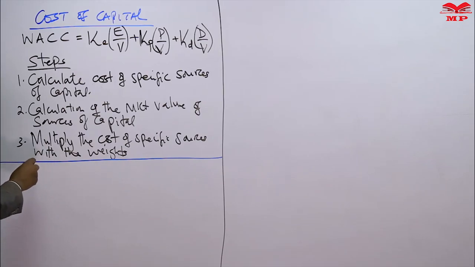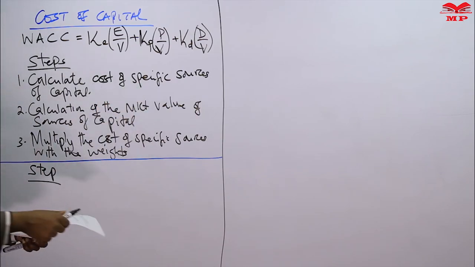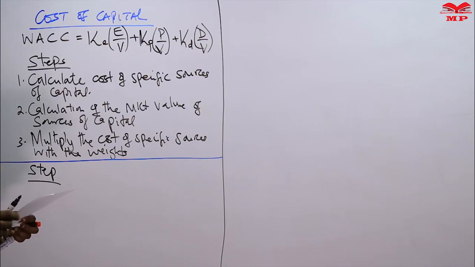Step 1 is to calculate the cost of specific sources of capital. Now in this question, there are various specific sources. The first one is ordinary share capital. The next is the cost of preference share capital. Then we have the cost of debentures. So we need to determine the cost of specific sources of capital.